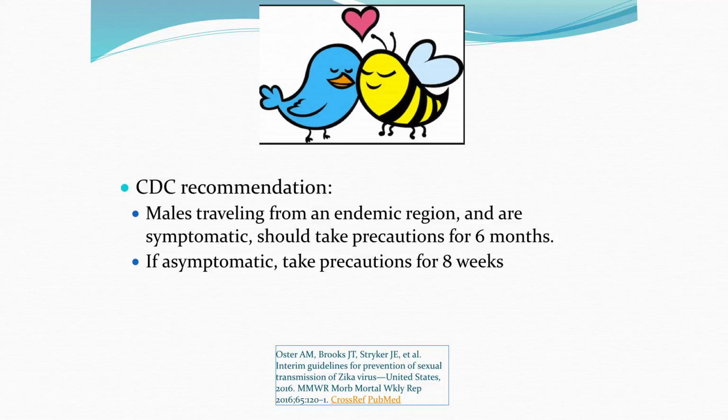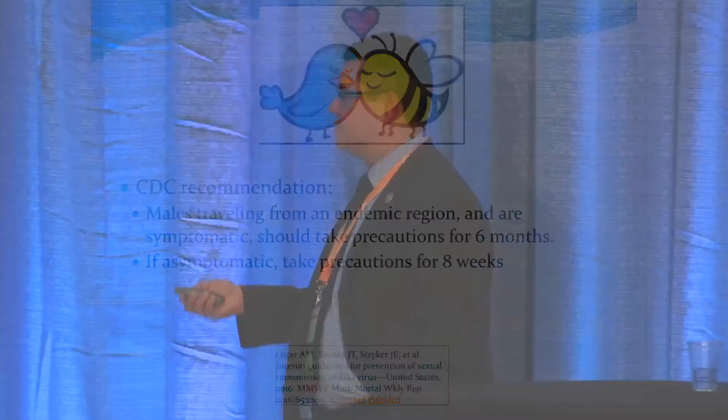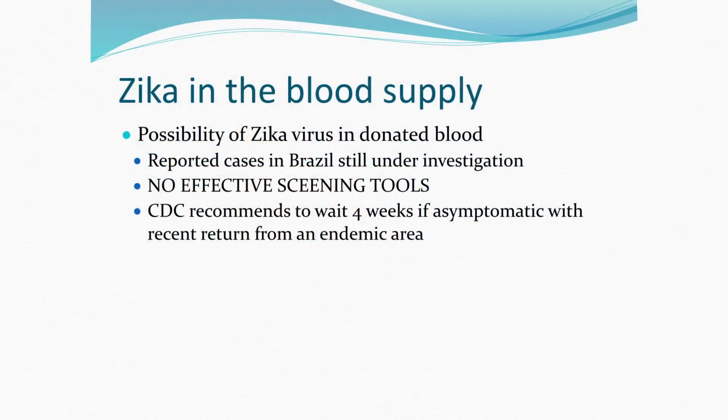So if you're symptomatic, it's for 6 months. If you're asymptomatic, you take precautions for 8 weeks. That's probably going to change at some point, but that's what they're recommending right now because it is sexually transmitted. There have been reports that it has been in the blood supply in Brazil as well, which is very bad because there's no way to test for Zika in the blood.